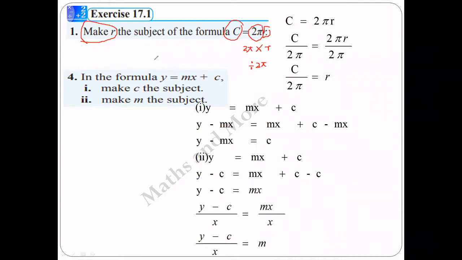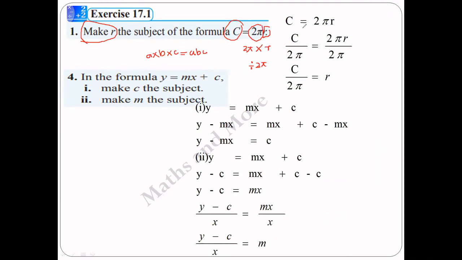In grade 7, 8 also, you know, you can write A into B into C in the short form. A into B into C, in the short form, you can write as ABC. ABC. Here 2 phi R also same. 2 into phi into R is 2 phi R. Therefore, to remove this 2 phi, you have to divide both sides by 2 phi.